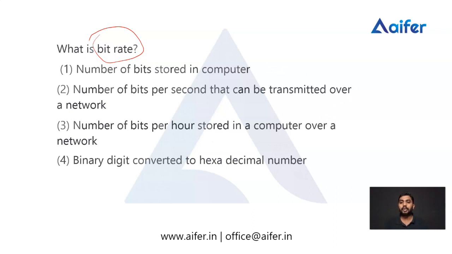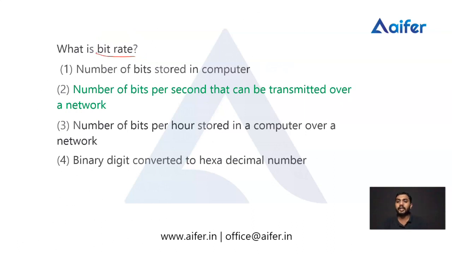Out of these 4 features, which is true about bit rate? Whether it is number of bits stored in a computer, or number of bits per second that can be transmitted over a network, or number of bits per hour stored in a computer over a network, or binary digit converted to hexadecimal number. We need to identify that. You can comment your answer. We are going to check the answer.